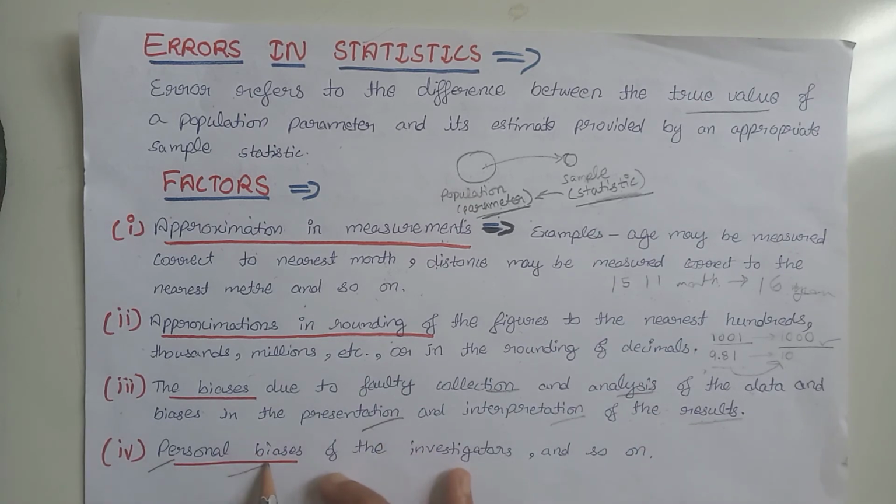Next, fourth and the last one is personal biases of the investigators and so on. So of course, because of personal biases of the investigator, error also occurs.